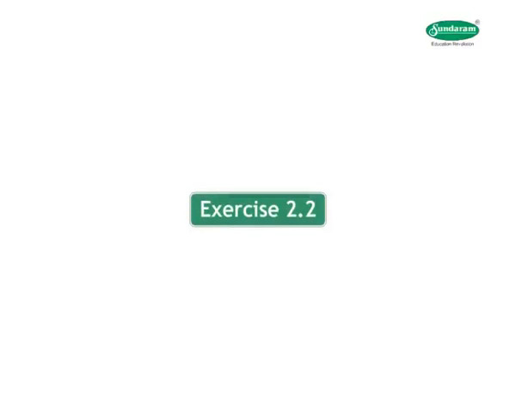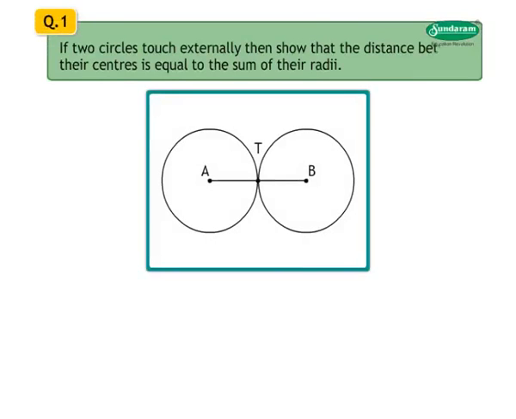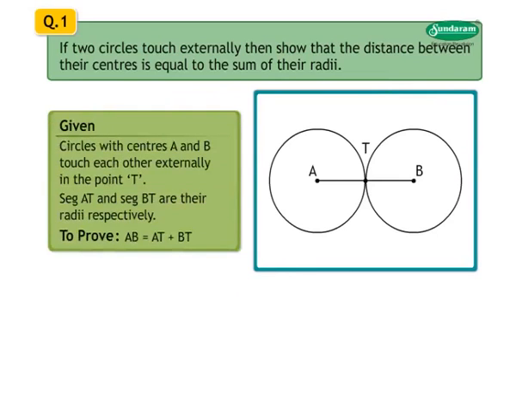Let us solve exercise 2.2. Number 1. If two circles touch externally, then show that the distance between their centers is equal to the sum of their radii. Given: circles with centers A and B touch each other externally in the point T. Segment AT and segment BT are their radii respectively. To prove: AB is equal to AT plus TB.